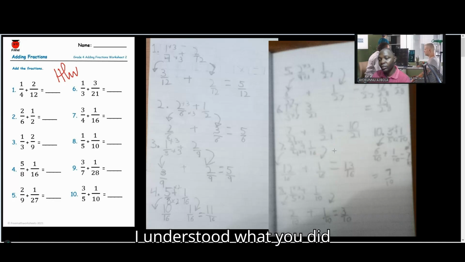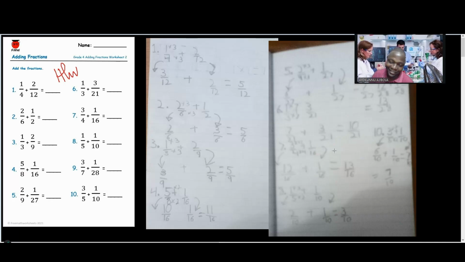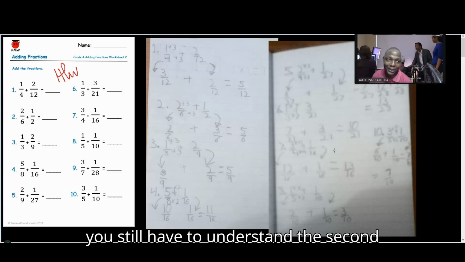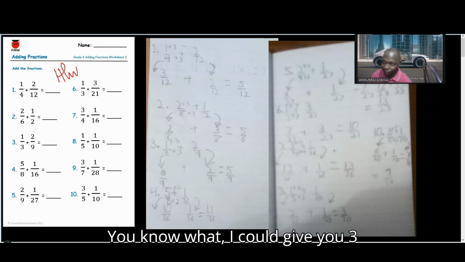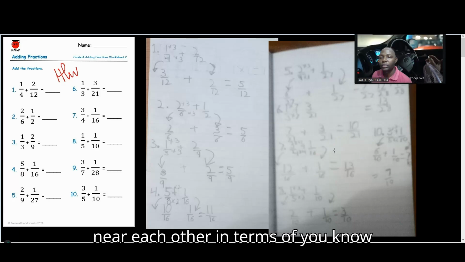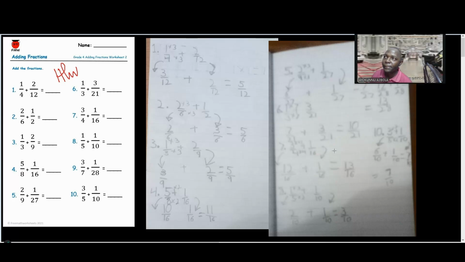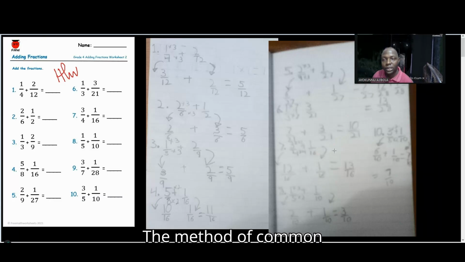I understood what you did quite all right. But you won't be shocked if I tell you that you still have to understand the second method. You know why? I could give you three fractions to add, and they will not be near each other in terms of what you are to multiply. That is why you need to understand the method of common denominator.